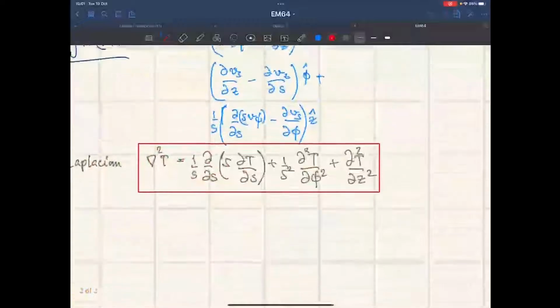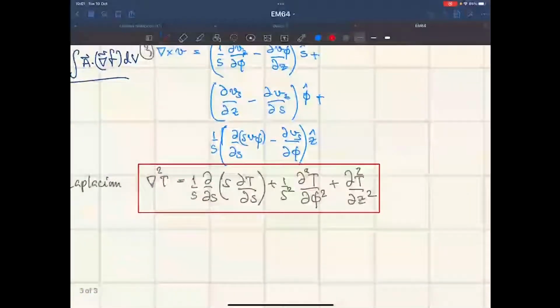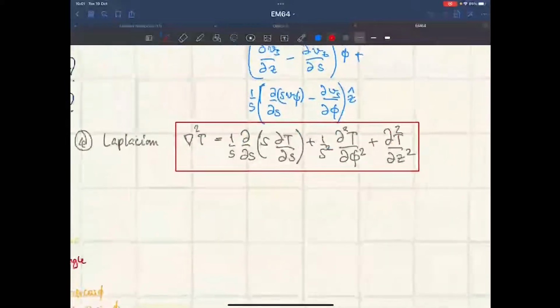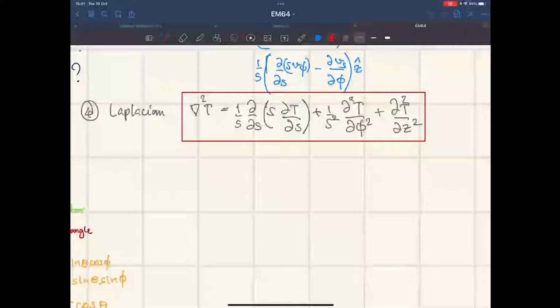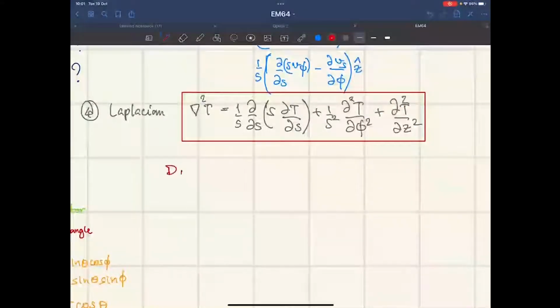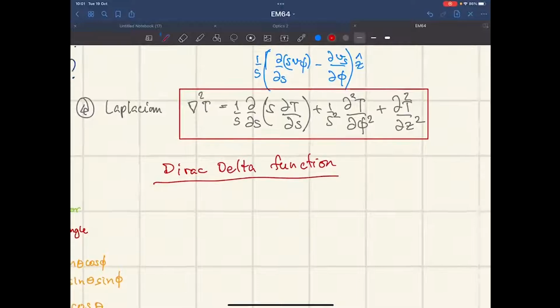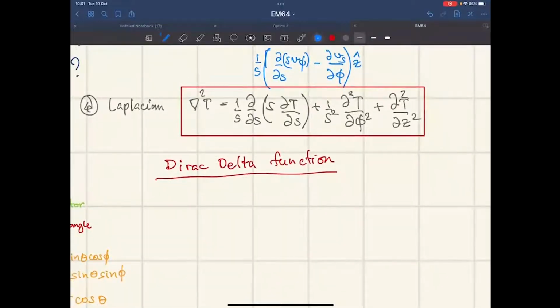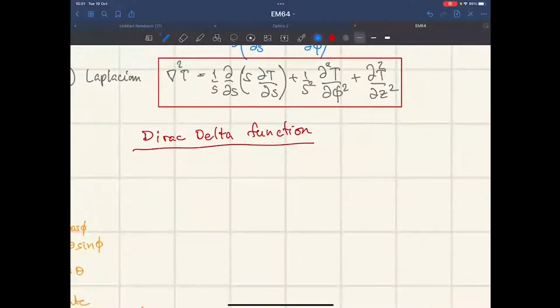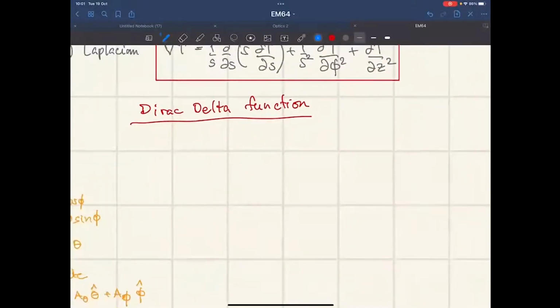Okay. Last time we finished our class with the cylindrical coordinates, right? Now we are going to another topic, the Dirac delta function. Now we are going to see the function that we actually had as a homework. Remember the one that you asked, why is it 0?